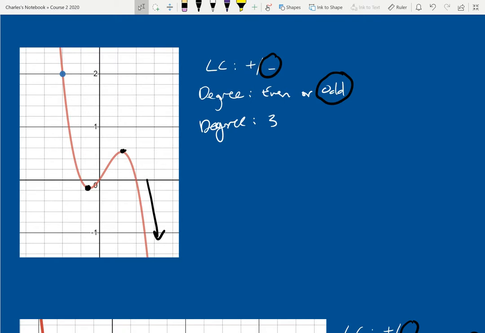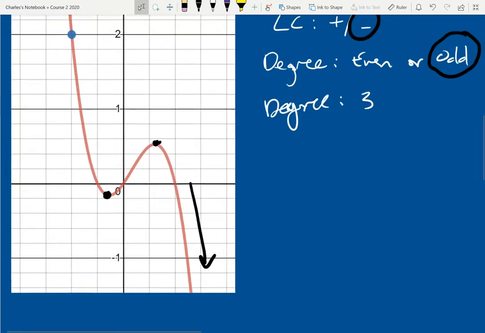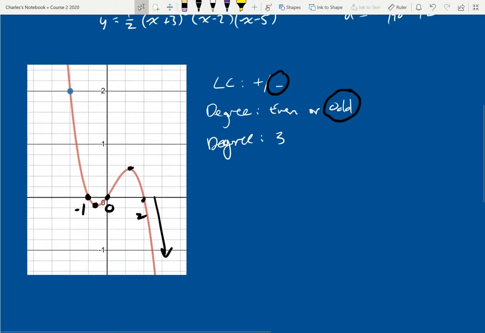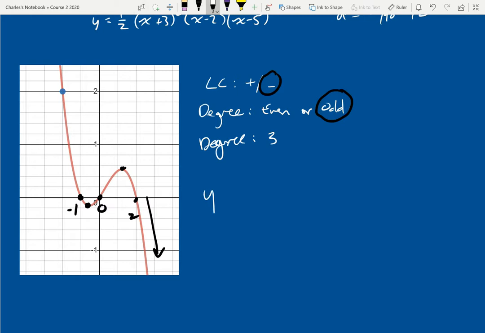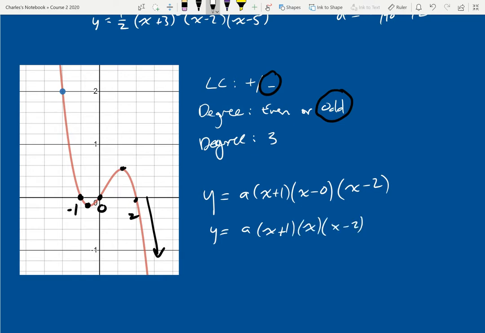It's a degree of 3. It looks like I have x-intercepts at -1, at 0, and at 2, which means I have this function y is equal to a times x plus 1 times x minus 0 times x minus 2. Well, you should know that you're never going to, in reality, see x minus 0. It's just going to look like x plus 1 times x minus 2.